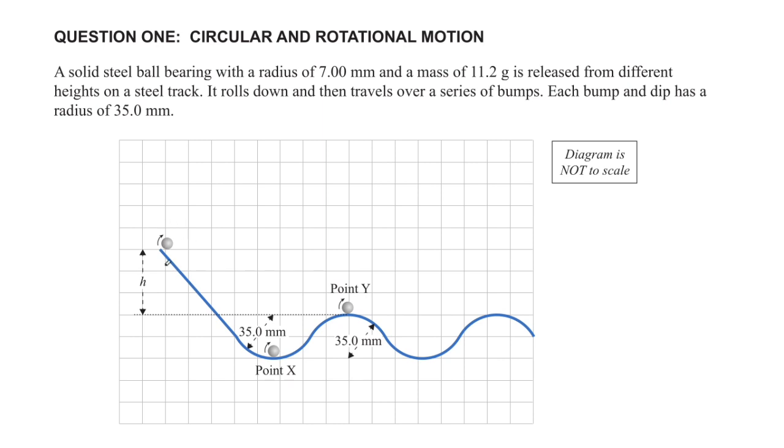So this is the steel bearing, and we're told that it has a radius of 7.00 millimeters, as well as a mass of 11.2 grams. It is released from different heights on a steel track. It rolls down and then travels over a series of bumps. Each bump and dip has a radius of 35.0 millimeters.